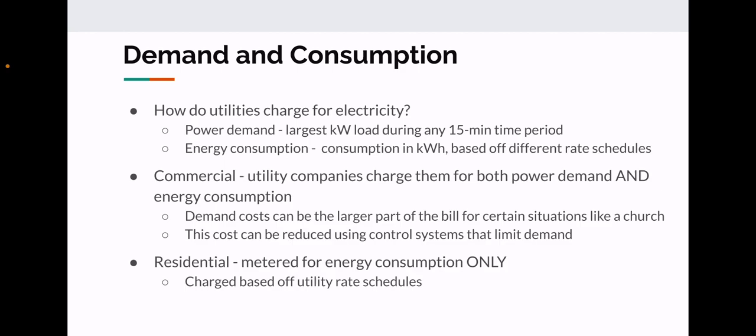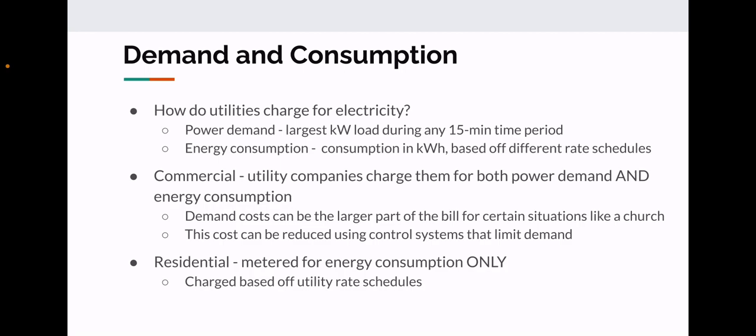So commercial buildings or places, those are going to actually do both power demand and energy consumption. So when they charge them for both of those, usually power demand will be the higher part of the bill, because when you look at a commercial building like a church, it's going to have a high energy usage in a very short amount of time. So then, of course, power demand looks larger because it's based off that time period. To reduce these costs, you can use control systems that are going to limit your demand, and it just kind of limits how much power you can use and sequences it over longer amounts of time.